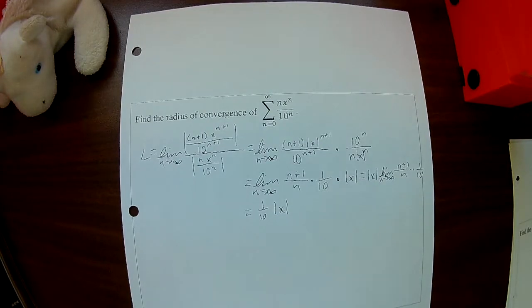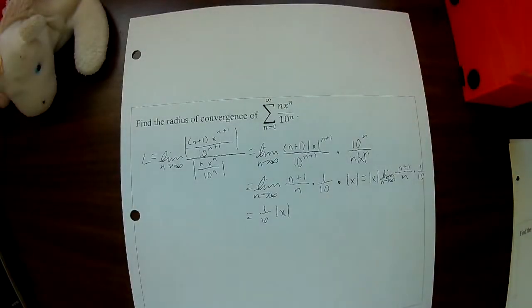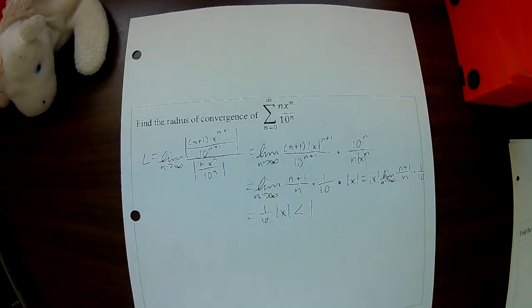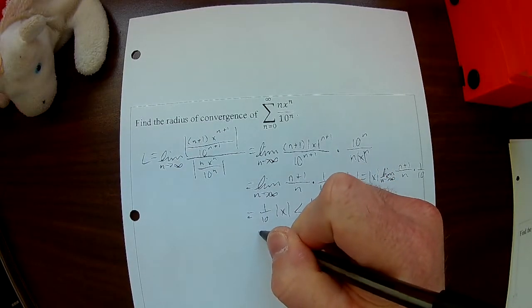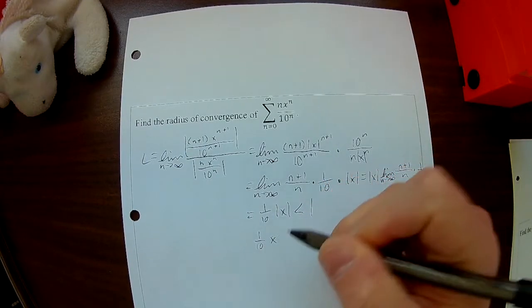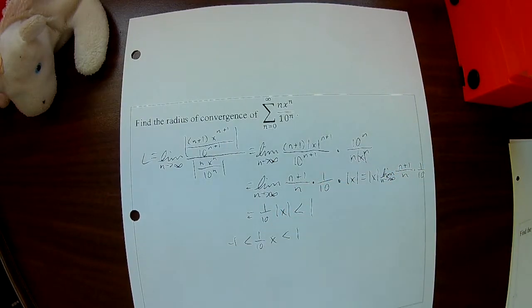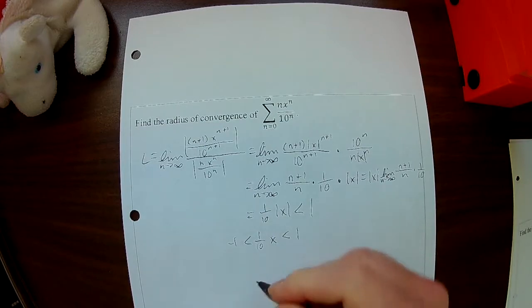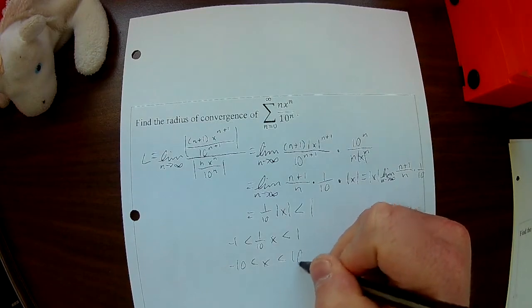Now going back over to the ratio test, as long as that value is less than 1, the series converges. So, less than 1. Now to find the radius of convergence, I have to actually find the interval of convergence, because I see absolute value here is less than 1. That means 1/10 of x is definitely less than 1, but it's also greater than -1. And now I can just multiply across the board here. I have -10 less than x less than 10.